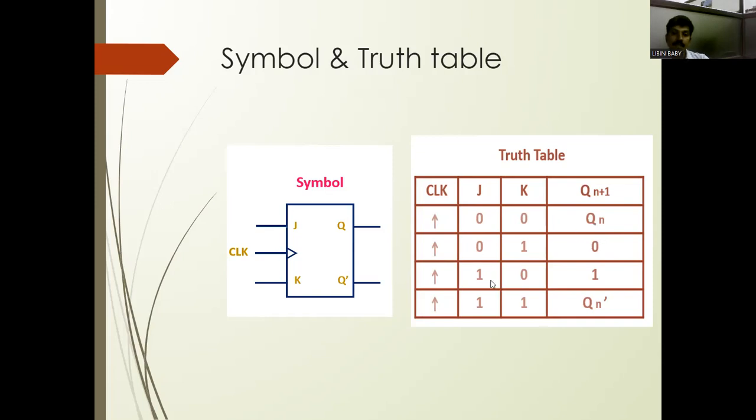Next one is J is equal to 1, K is equal to 0. In that condition, output is 1. Okay, J is equal to 1, K is equal to 0. In that condition, the output is 1.